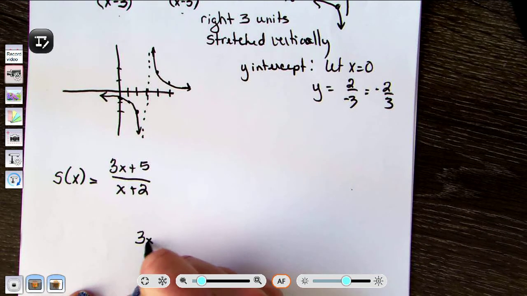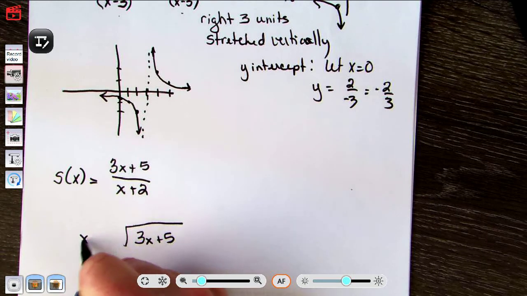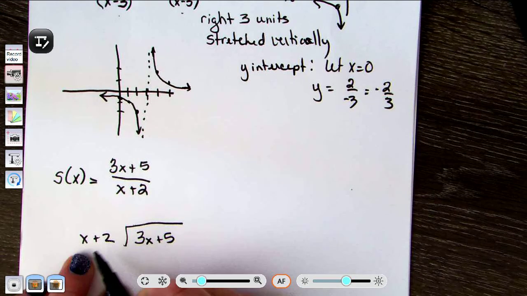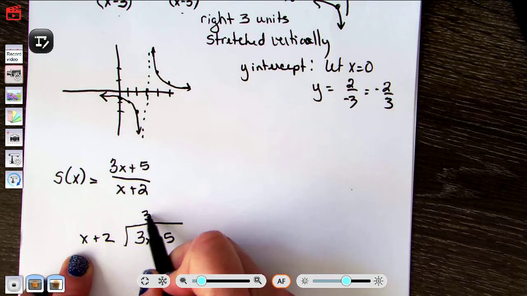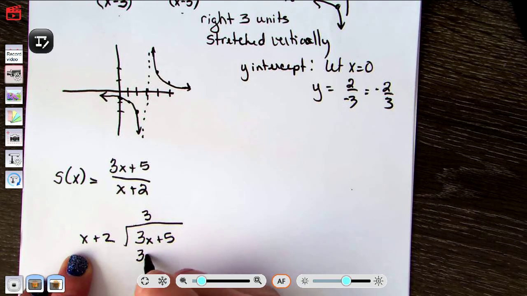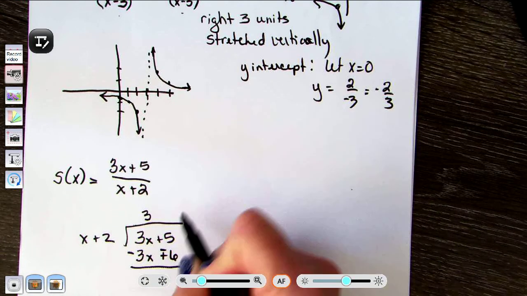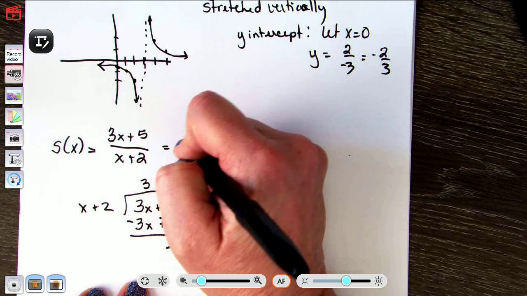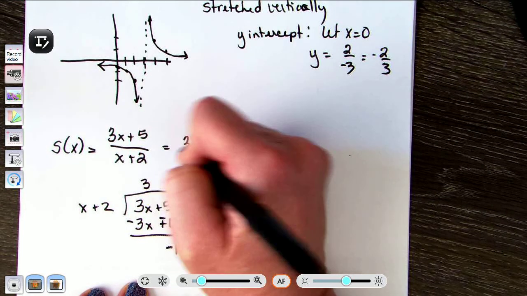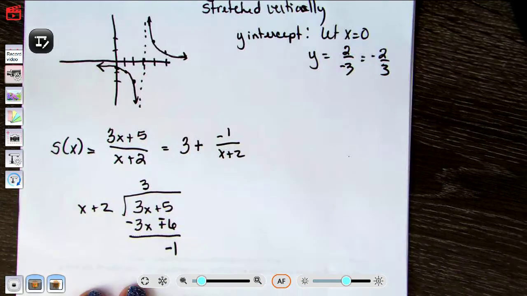So I'm going to take this 3x plus 5, and I'm going to divide it by x plus 2. So again, practicing our long division. To get x to be 3x, we need to multiply it by 3. Again, we're going to multiply both pieces, so 3x plus 6, and we subtract. So this gives me a minus 1. So this is actually equal to 3 plus negative 1 over x plus 2.